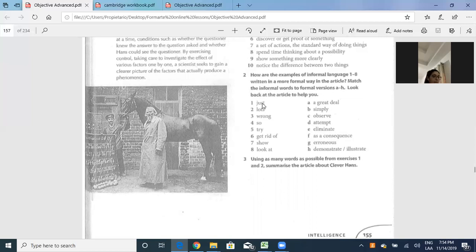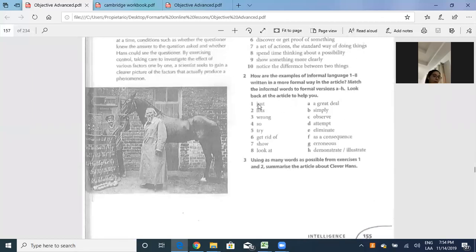So, for example, just. Match 1 to 8 from A to H, right? Yeah, and remember that 1 to 8 is informal. And this is very important, because remember that in the essay, we need to write in a formal way. So this formal vocabulary can help us a lot in our essay. So for example, what about just? Simply. Yes, simply.